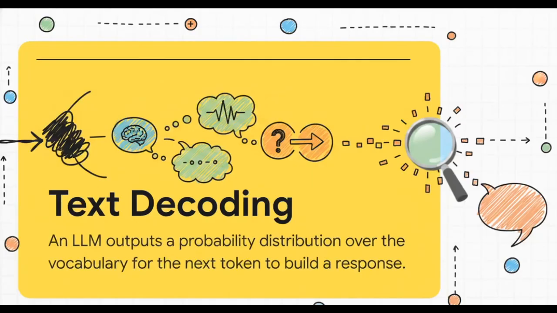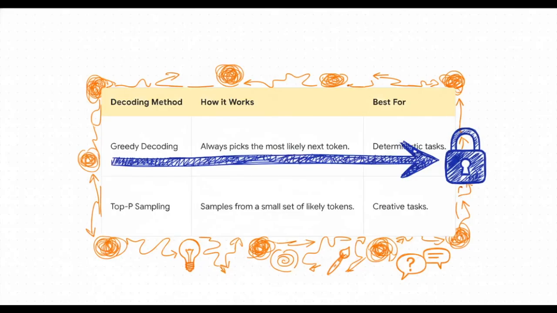Okay, so the AI has taken in your request. Now, how does it actually write a reply? That's where text decoding comes in. The model doesn't just spit out the whole response at once. Instead, it predicts the most likely next token, just one single piece at a time, building its answers step by step by step. And when it's picking that next token, there are really 2 main strategies, as you can see in this table.